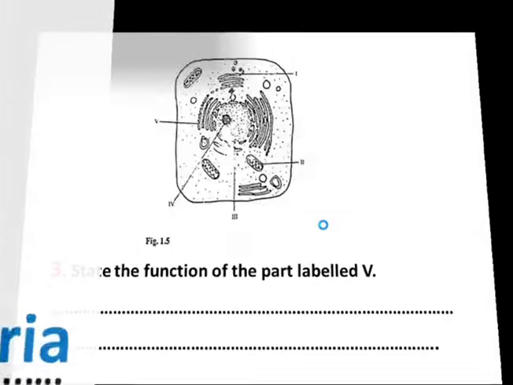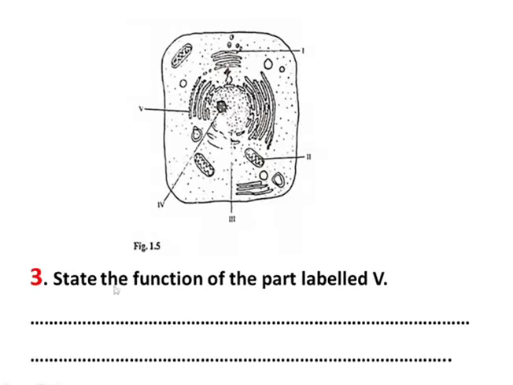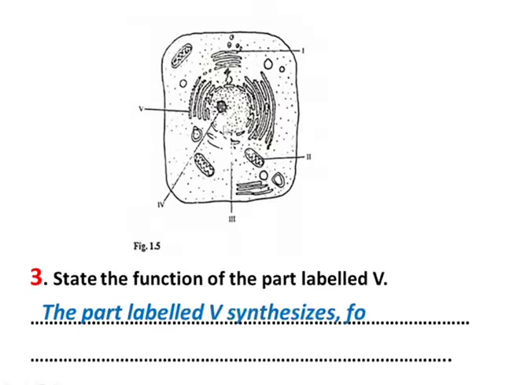We now move on to our next question, which is our question 3. State the function of the part labeled 5. So the part labeled 5 right here, we did mention that this is the rough endoplasmic reticulum. So what does the rough endoplasmic reticulum do? Its function is to synthesize, meaning to make, and to fold and to modify the proteins before they are directed to other parts, or before they are deposited to other parts for use. So that is what the rough endoplasmic reticulum does. So I have answered our question 3.